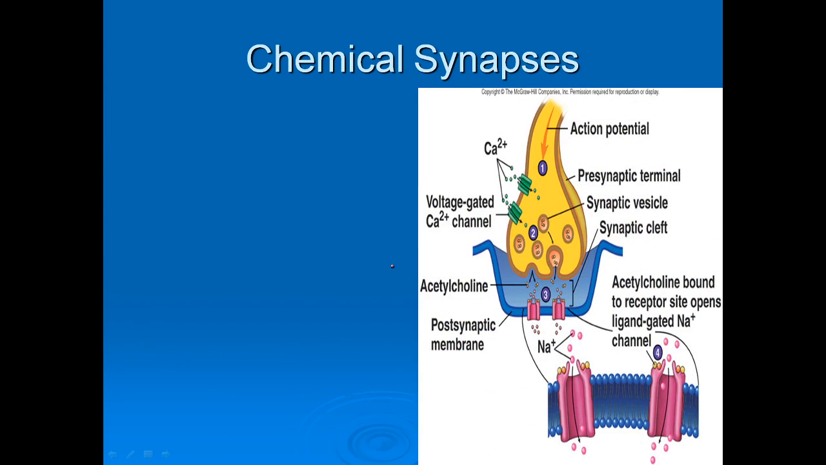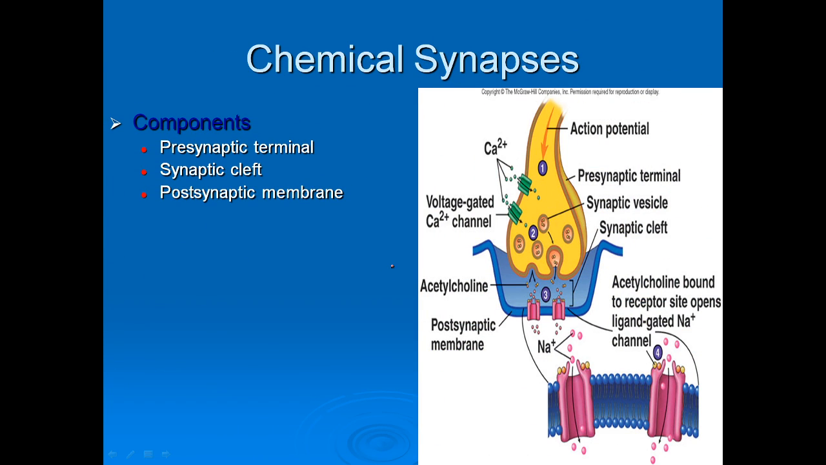Now, like I said, this is exactly the same as what we learned in chapter 10. So we're going to have this presynaptic terminal. There's the presynaptic terminal, the yellow. We're going to have the synaptic cleft. That is the gap between the cells. And then we're going to have a postsynaptic membrane. That's the dendrite of the next neuron.